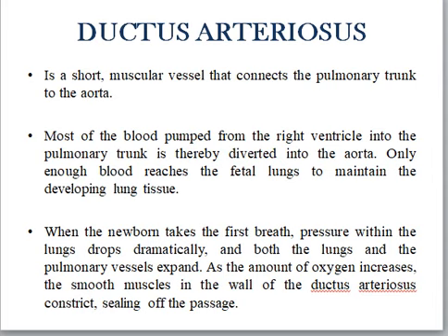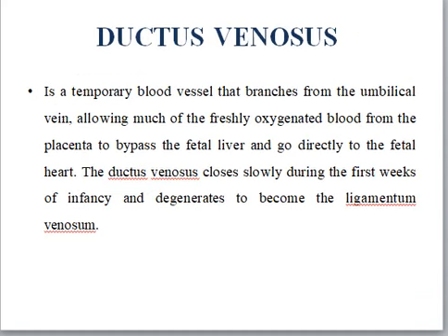When the newborn takes the first breath, pressure within the lungs drops dramatically and both the lungs and the pulmonary vessels expand. As the amount of oxygen increases, the smooth muscles in the wall of the ductus arteriosus constrict, sealing off the passage. Now, coming on to the third shunt, ductus venosus.